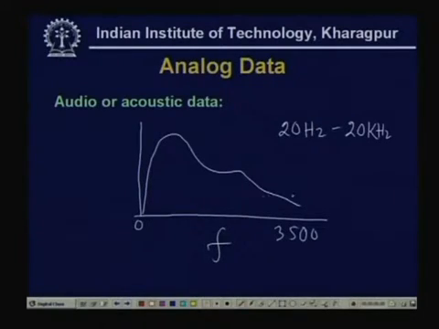So this is the analog data or audio data that can be communicated usually through air. However, we cannot send it electronically. To send it electronically, we have to do something that we shall see later.